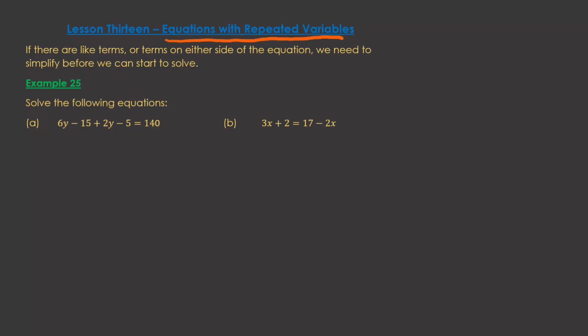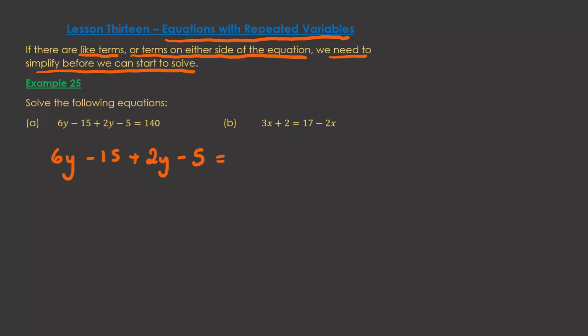Equations with repeated variables. If there are like terms, or terms on either side of the equation, we need to simplify before we can start to solve. So with the first one, it's just a like term situation. So let's just write the equation out.